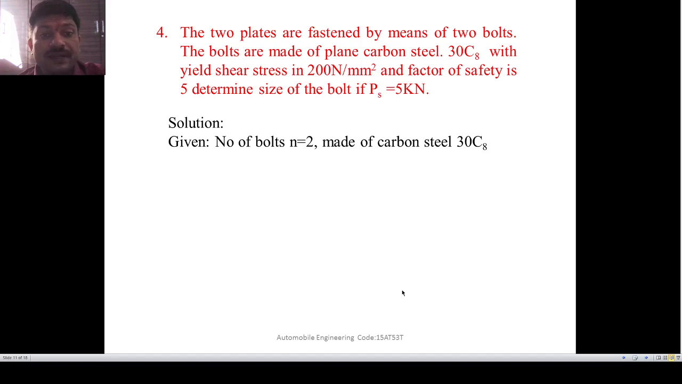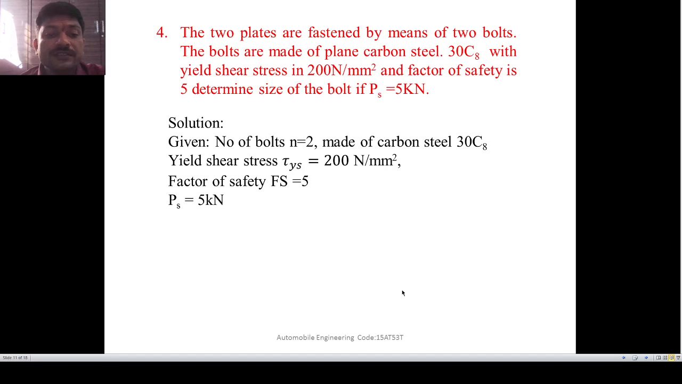So write whatever is given: yield shear stress, tau yt, is 200 Newton per mm square. And the factor of safety is given as 5, Fs is equal to 5. And PS, the shear load acting on the bolt material, is given directly: PS is equal to 5 kN, that is 5 into 10 raised to 3 Newton. This is the shear load given.